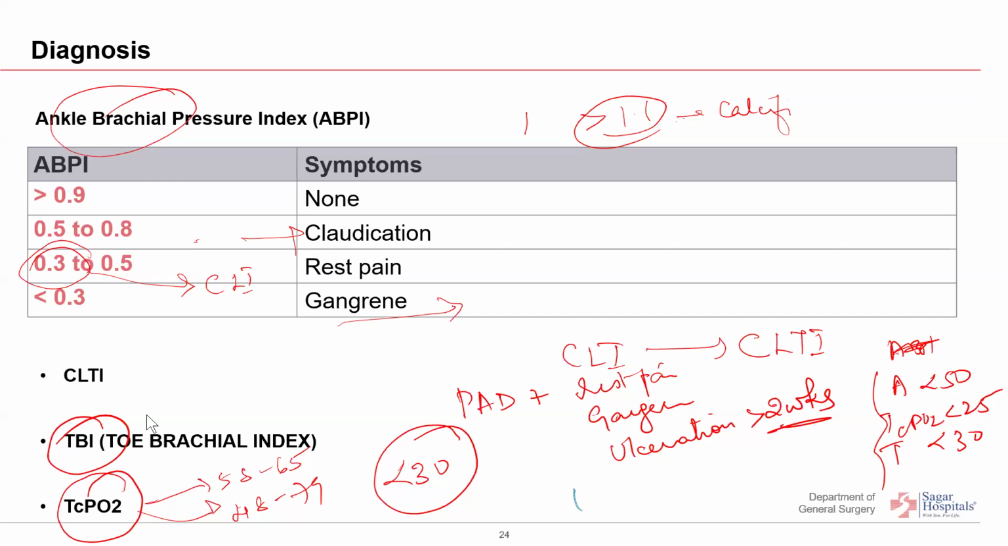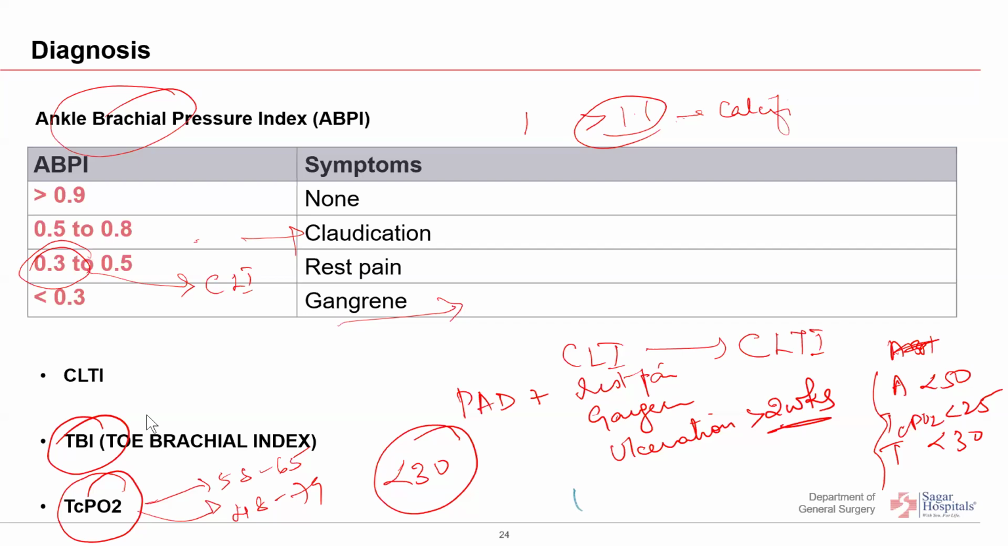So when do you tell TBI is low? You told for ABI. What is the cutoff for TBI? Sir, TBI is less than 30, sir. No, you're telling toe pressure. I'm asking toe brachial index. Toe brachial index, 0.6, sir. 0.6, yes. Less than that.